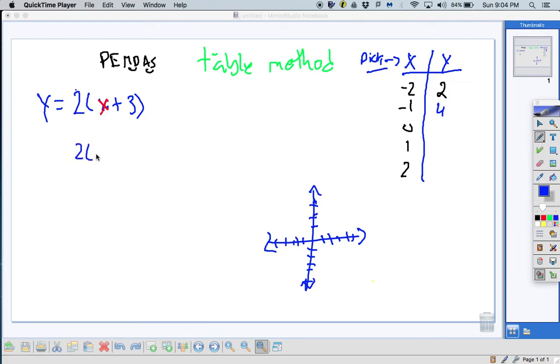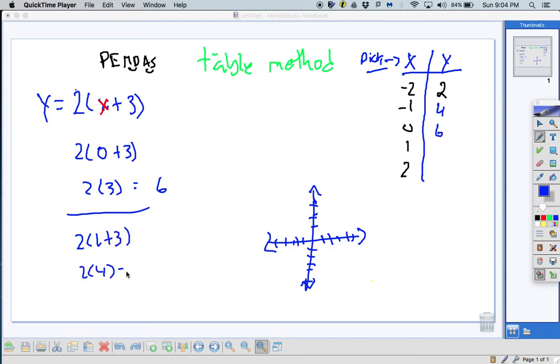So we get 2 times 0 plus 3, because remember, x is now 0. 0 plus 3, of course, is 3, and 2 times 3 is 6. Let's keep going. This time we're going to go 2 times 1 plus 3, which is 2 times 4, which is 8. And if you haven't picked up the pattern, we're going to do it one more time, but the answer should be 10. This time, instead of x being 1, we're going to make it 2. And 2 plus 3 is 5, and 5 times 2 is, of course, 10, which is what we expected because we have 2, 4, 6, 8, 10.